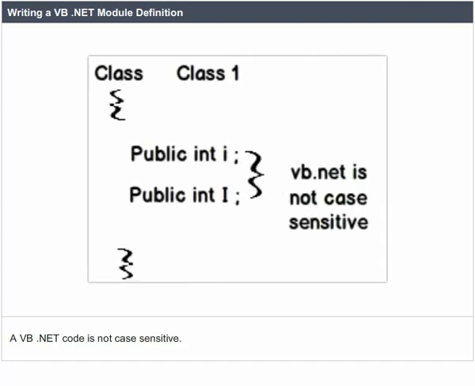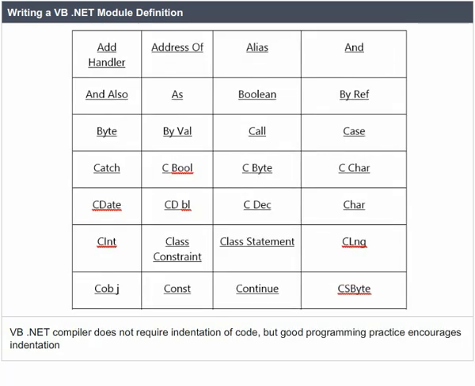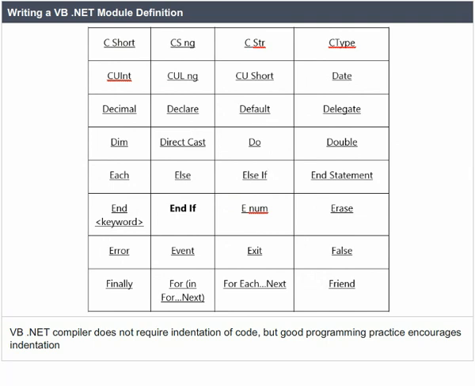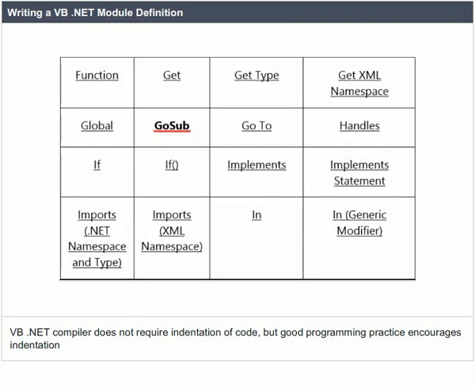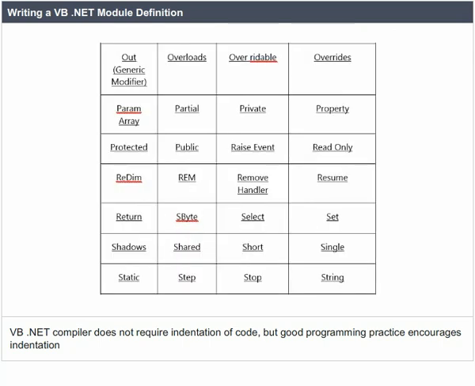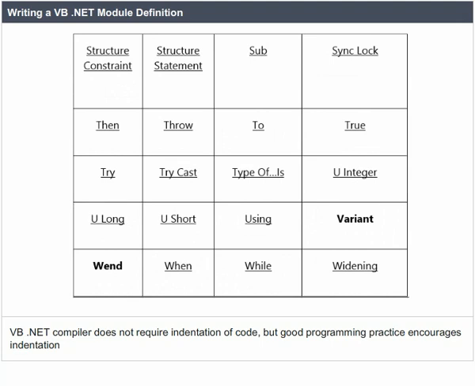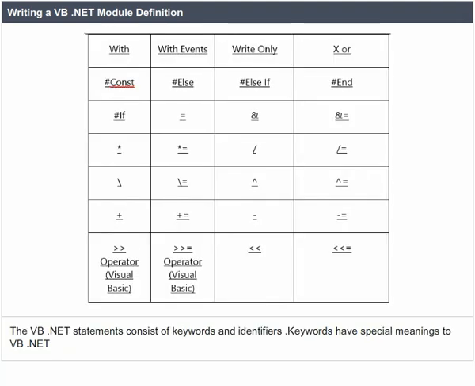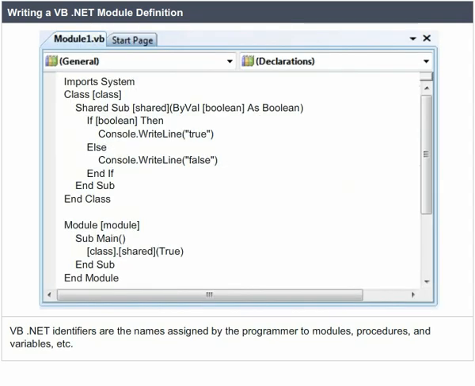VB.NET code is not case-sensitive. The VB.NET compiler does not require indentation of code, but good programming practice encourages indentation. The VB.NET statements consist of keywords and identifiers. Keywords have specific meanings to VB.NET. VB.NET identifiers are the names assigned by the programmer to modules, procedures, and variables, etc.